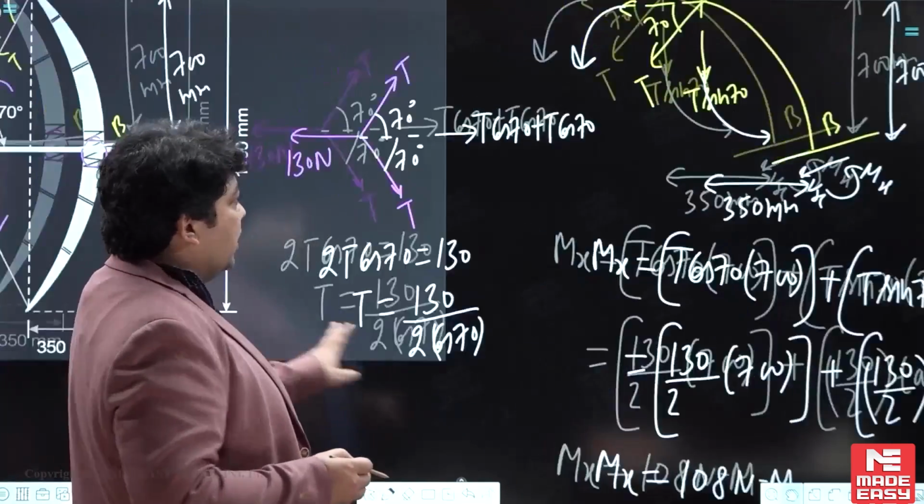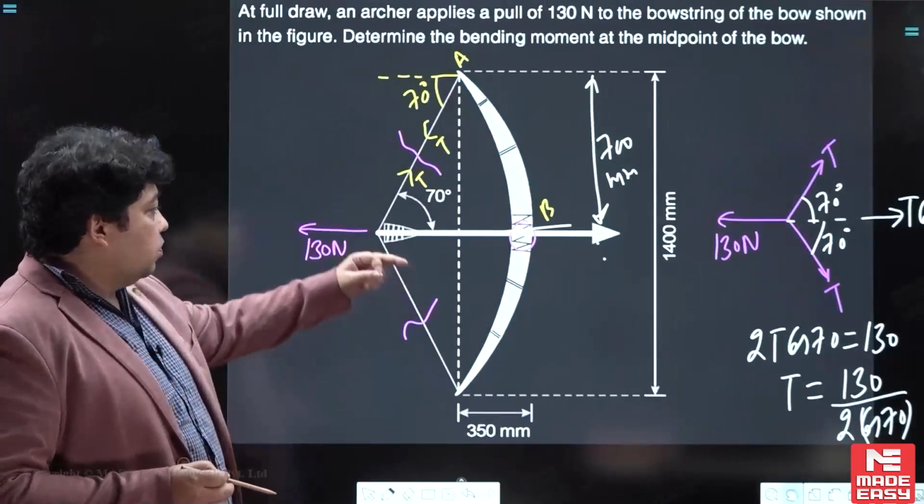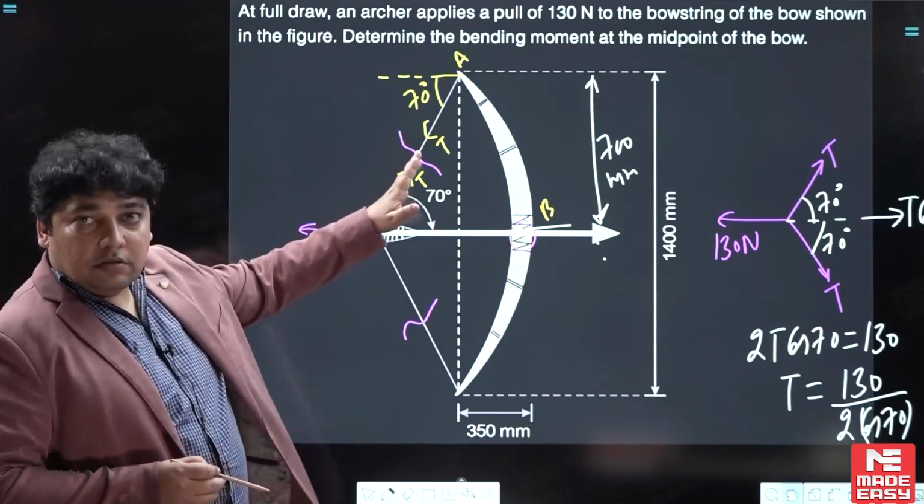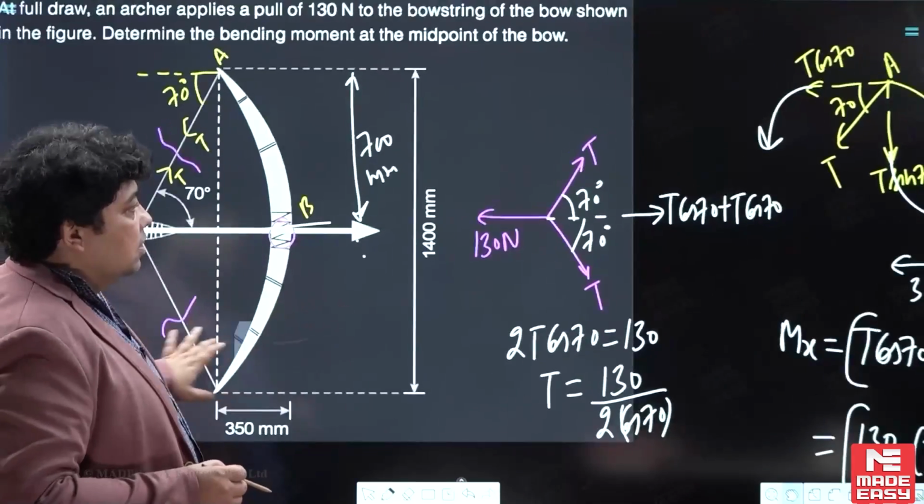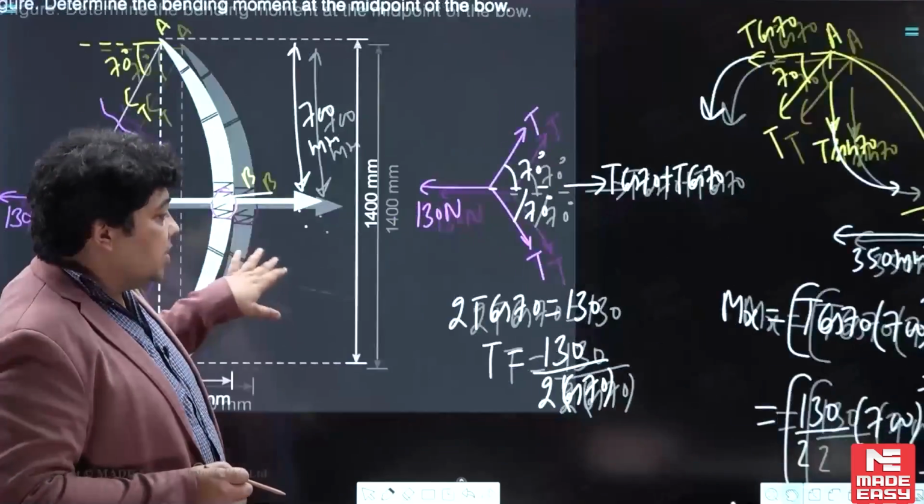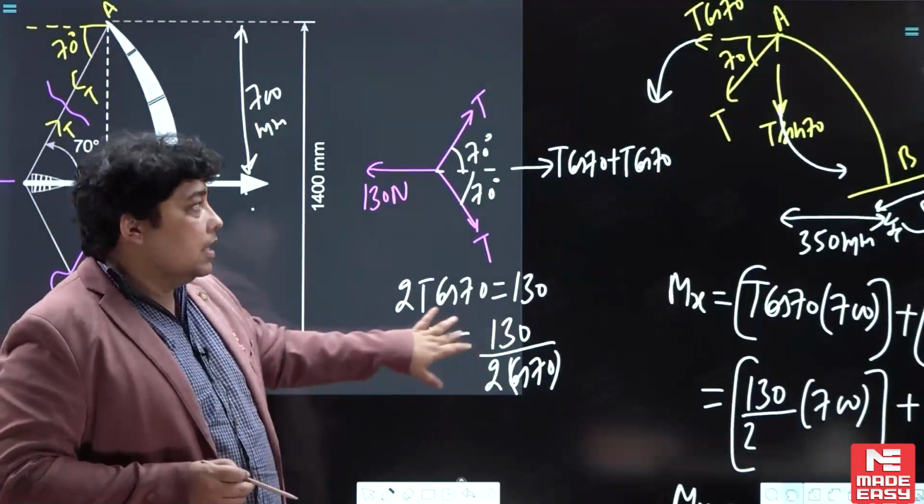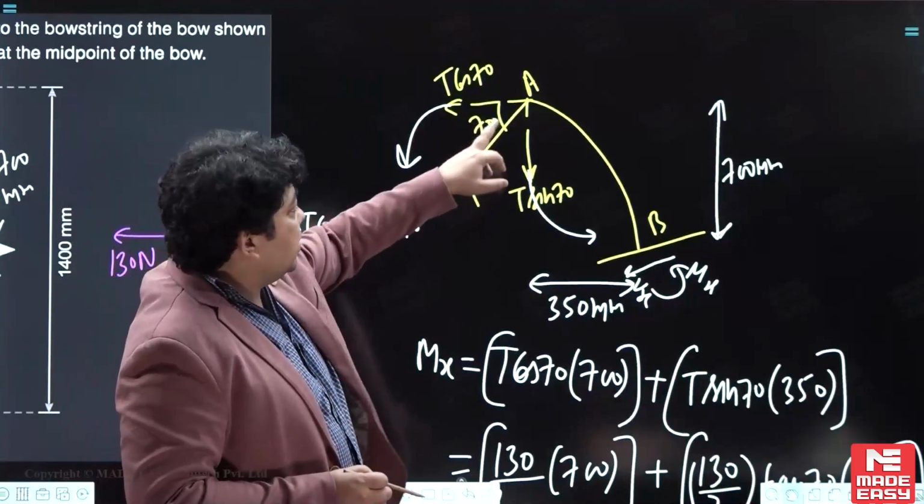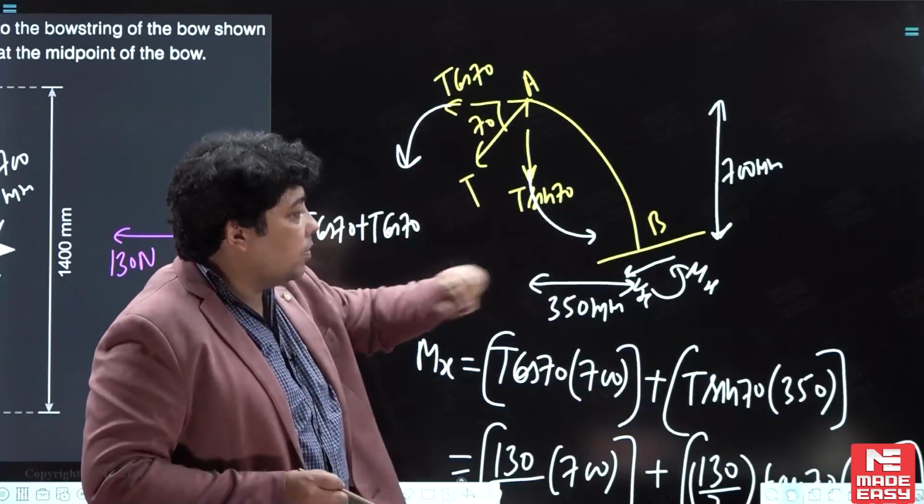By this pulling force, the cord will get tension, and we cut a section. We find the tension as 130 this way. Then we cut the section at T, so T cos 70 and T sin 70, and we just find the moment at this point.